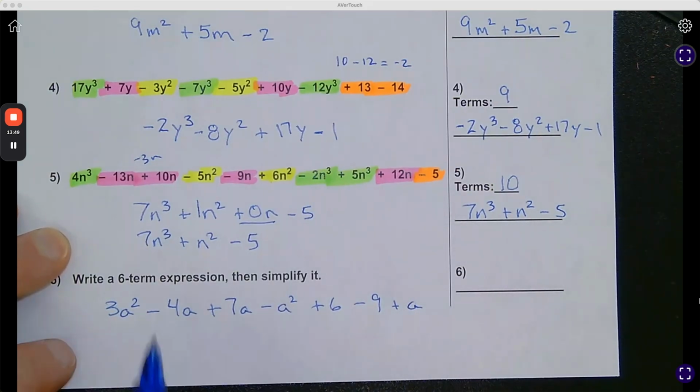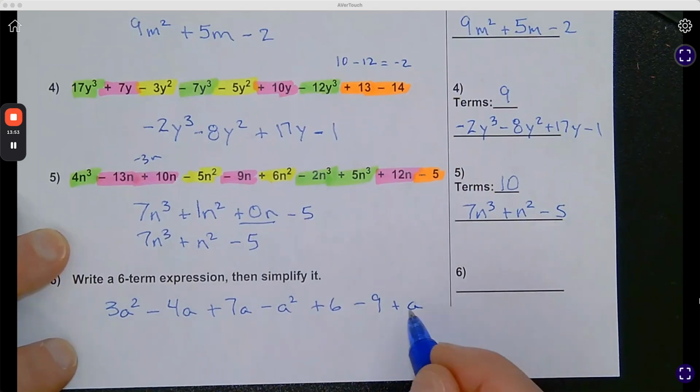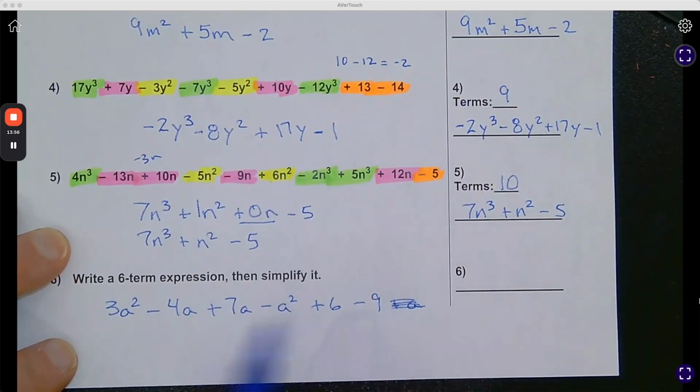There it is. 1, 2, 3, 4. Oh, that's 7. I got to get rid of a term. There it is. 1, 2, 3, 4, 5, 6. Okay, there's my 6-term expression.